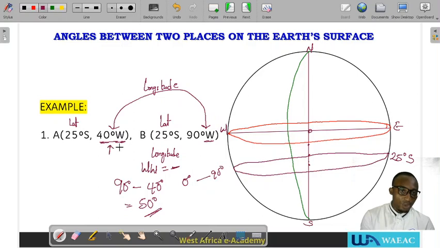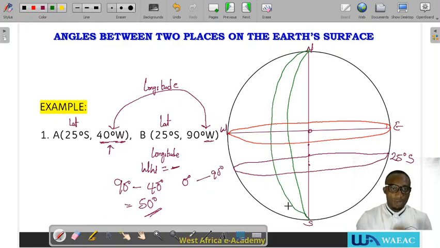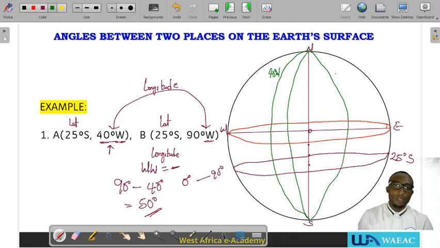So let me come here. I have 40 degrees west. This is my starting point for west. I have 40 degrees west. You can see I'm going towards west. My west is here. So this is 40 degrees west. After that, I need 90 degrees east. You can see I'm moving towards east. Boom. So we have 90 degrees east. You can see the way I'm labeling it.